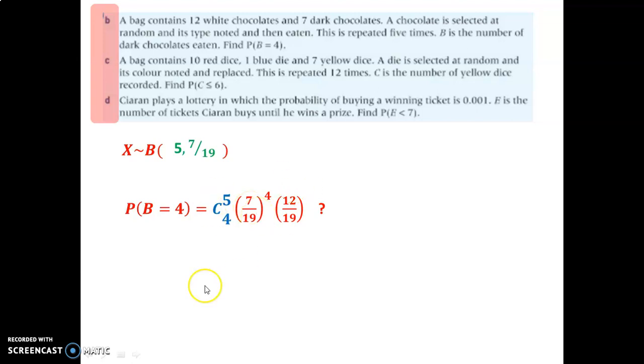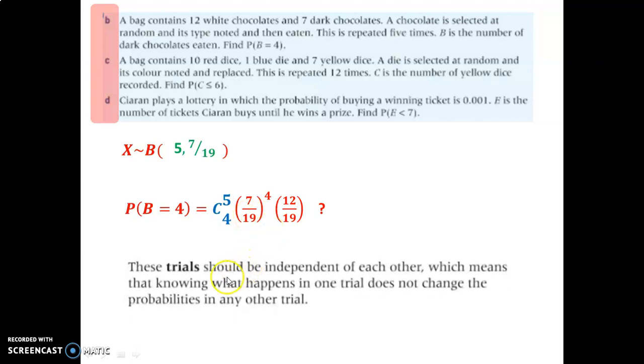And therefore we cannot use these formulas. It doesn't work. This relies on a constant probability. So therefore this is not binomial, because trials should be independent. There shouldn't be dependent probability. Therefore it's not binomial, so we can't solve this. We leave this question unsolved. Okay, let's look at C.